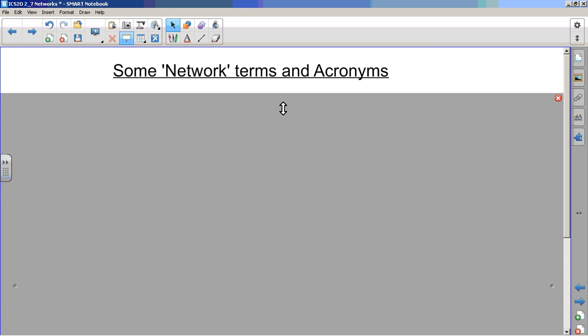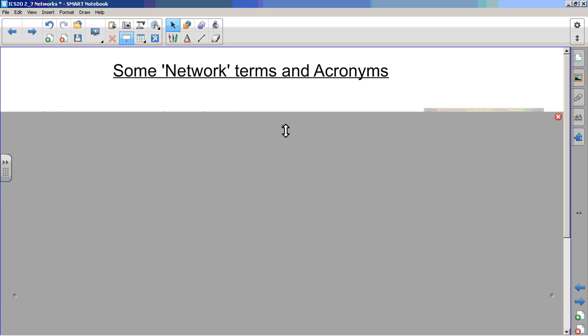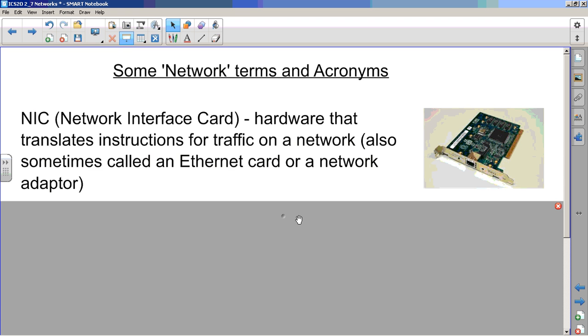And again, if I'm going too fast, you can pause me, right? So a network interface card, NIC, network interface card, is hardware that translates instructions for traffic on a network. So this is the chunk of motherboard that's actually in the computer that's in front of you, right?